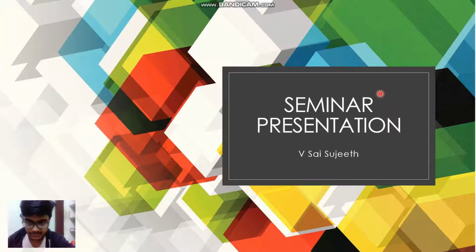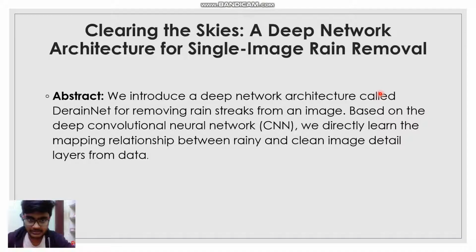Today I'm going to give you a seminar presentation on the thesis Clearing the Skies, a deep network architecture for single image rain removal. Why is rain removal important? On a rainy day, the images or the videos captured by the outdoor surveillance systems are generally blurred. They contain rain streaks. So this will become an obstruction for the surveillance systems to detect objects or recognize patterns. Hence we have introduced a deep network architecture known as DeRainNet for removing rain streaks from an image. It's based on the convolutional neural network.